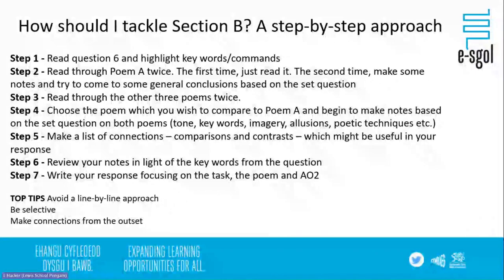So some top tips to end then. Avoid the line-by-line approach. Again, throughout this exam paper, we're always avoiding the line-by-line approach. We must be selective. Not everything in the poem is going to be relevant, just like not everything in the named collection is going to be relevant for the question. And begin to make connections and contrasts from the outset. Get yourself into that mindset that you need to be comparing and contrasting at all times.